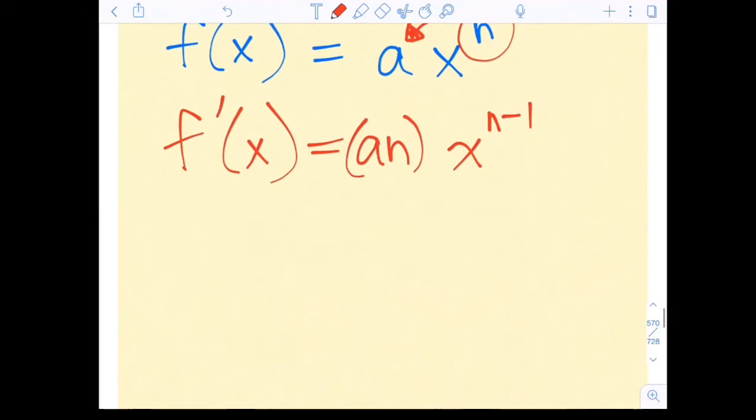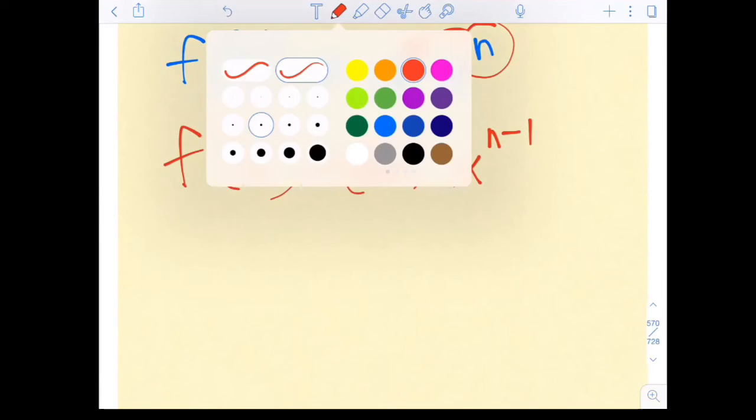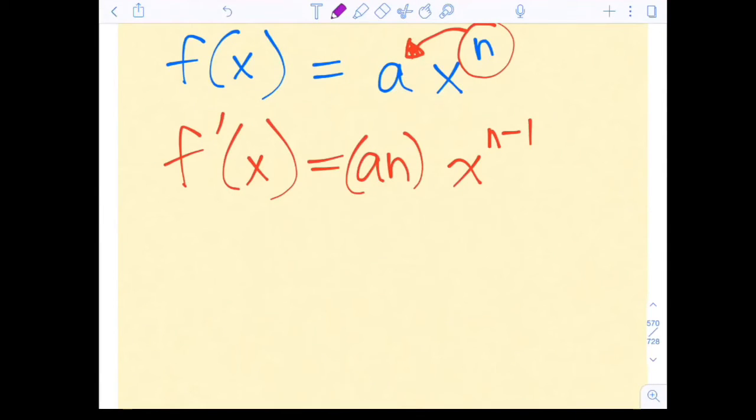So if we look at some examples of things like that, let's suppose I have some function f of x is equal to 3x squared. Well, what am I going to do in this case? Well, I'm going to look at the exponent. I see 2. Coefficient, I see 3, and I'm going to multiply those together. 2 times 3, I'm going to get 6.